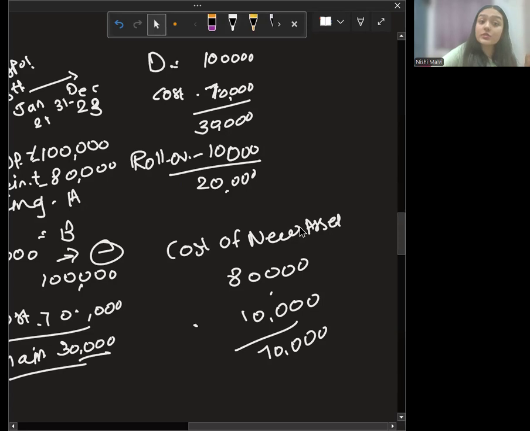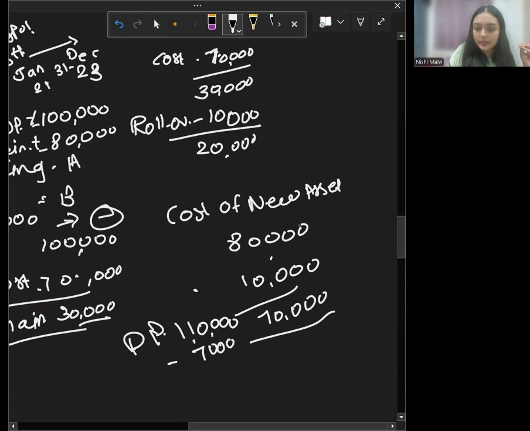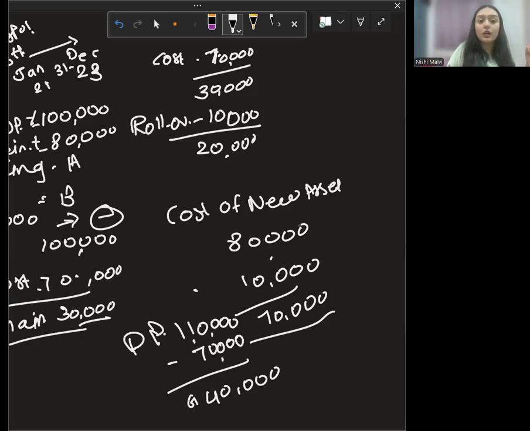Logically, whenever you sell this new asset, this will be the cost, right? Let's say the disposal proceeds are 110,000 pounds. Deduct 70,000 pounds, and 40,000 pounds will be the gain, chargeable at that time. If you had not deducted the rollover relief from the cost, the cost would be the same 80,000 and the gain would be 30,000 instead of 40,000.